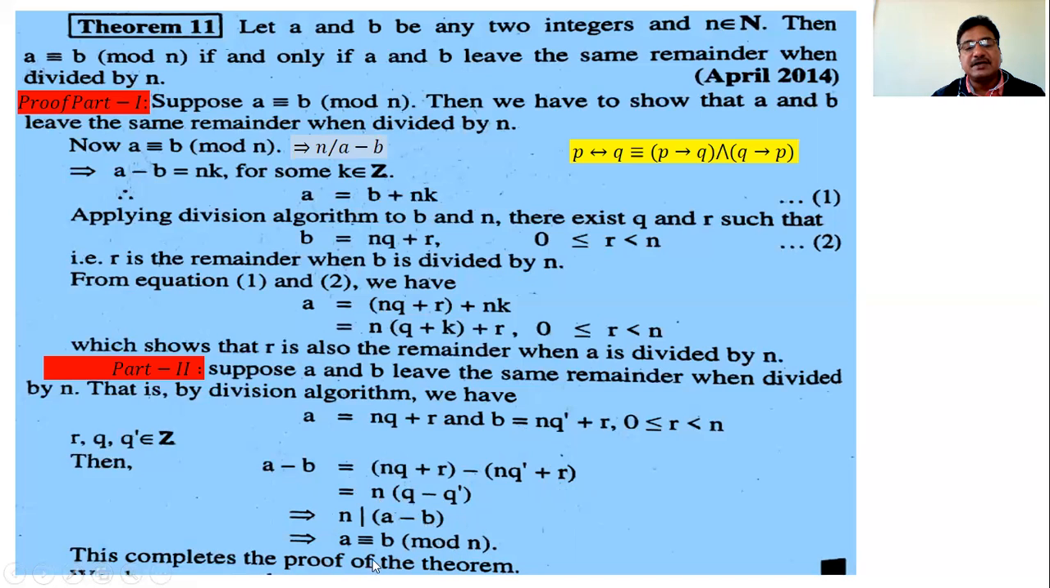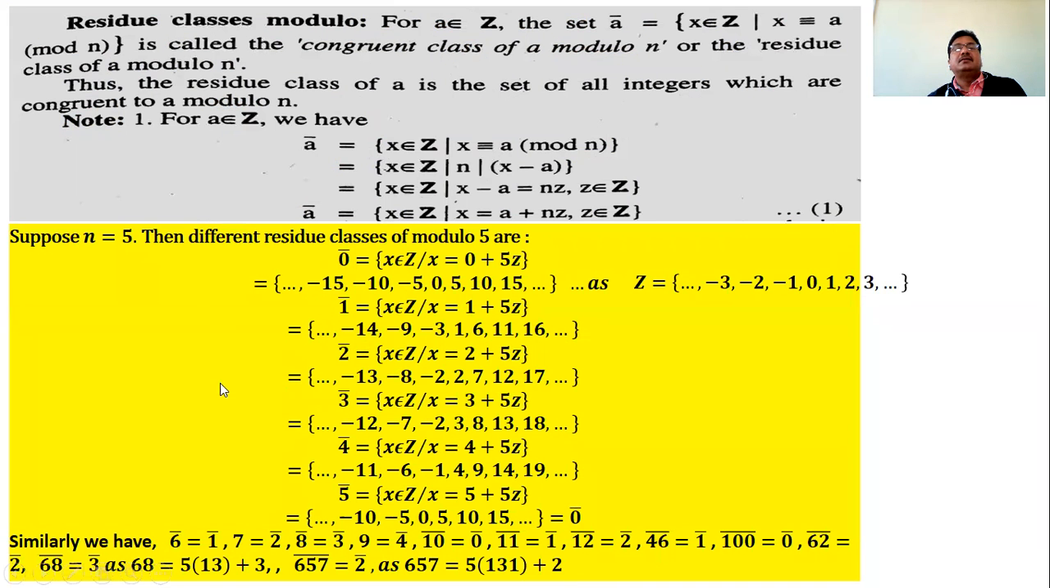So this is part 2, and that is the proof of the theorem of the type if and only if, which is in two parts. The first part is assume P, prove Q, and in the second part assume Q and prove P. So in the next lecture we will see the definition of residue class modulo n and some examples on that.